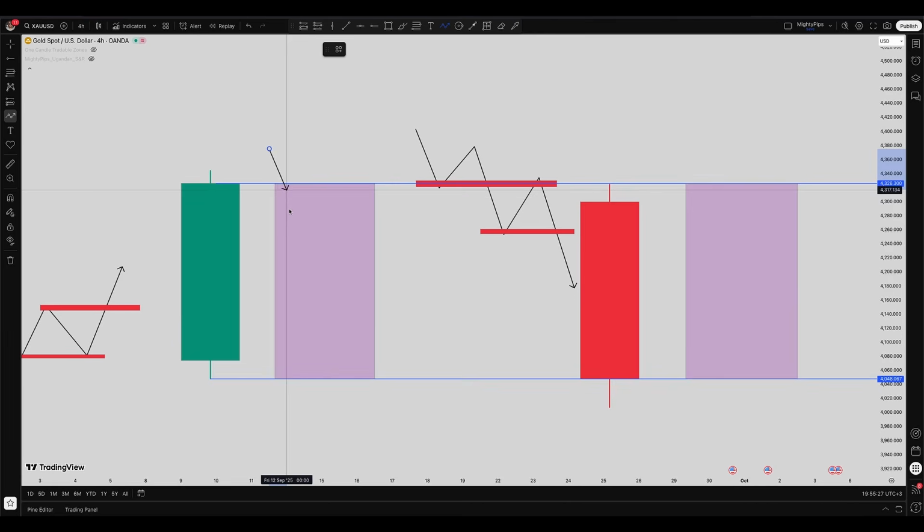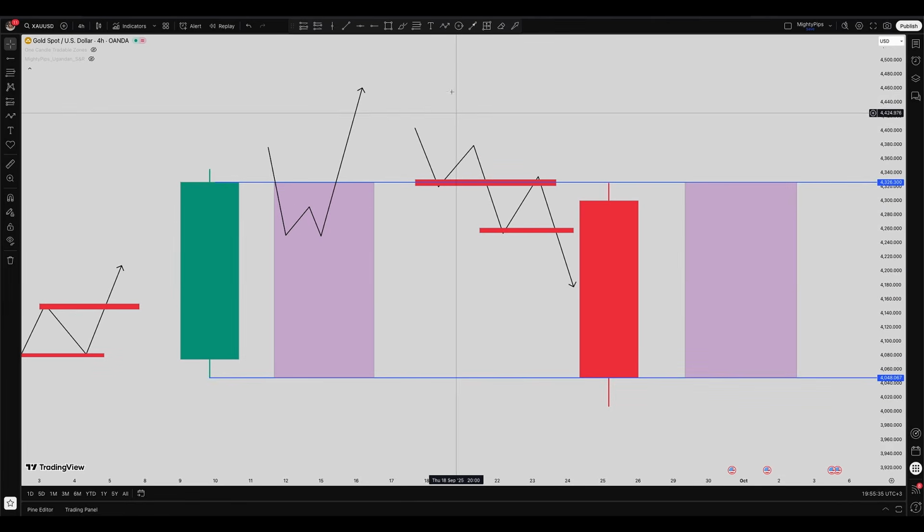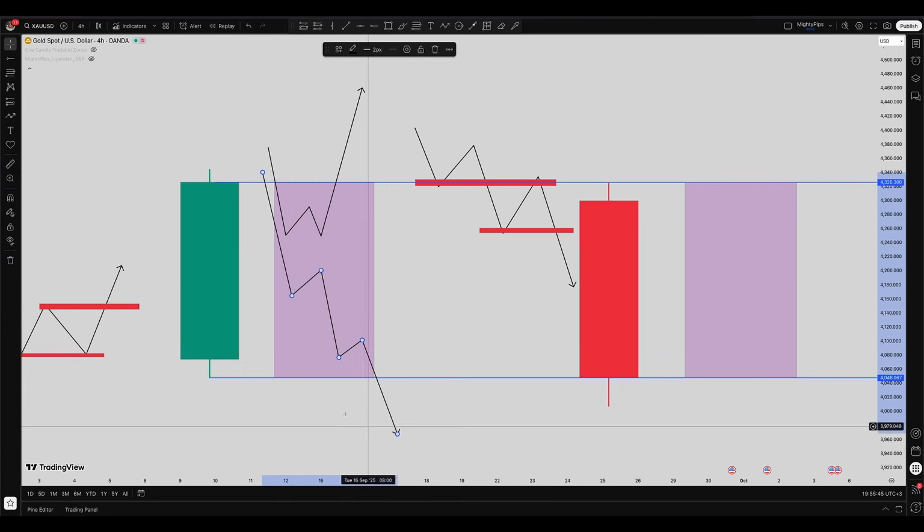You wait for the market usually to pull back in to give you a discounted price, then you get an entry to trade to continue this momentum. However, this does not happen all the time. What happens sometimes is that the market will pull back inside of this zone and just continue down like this and break the low of this candle.